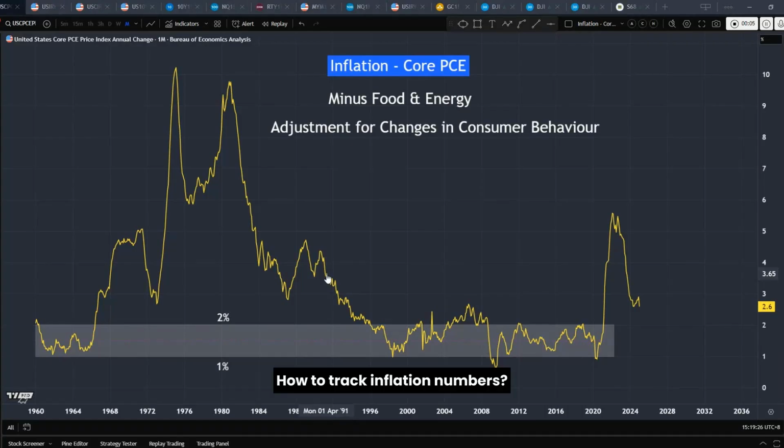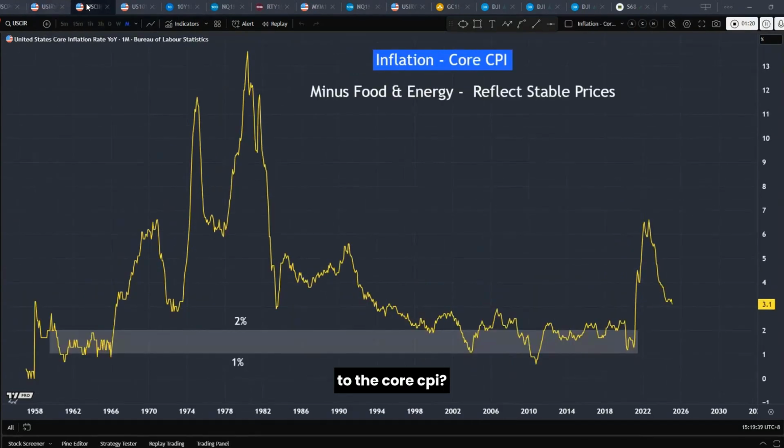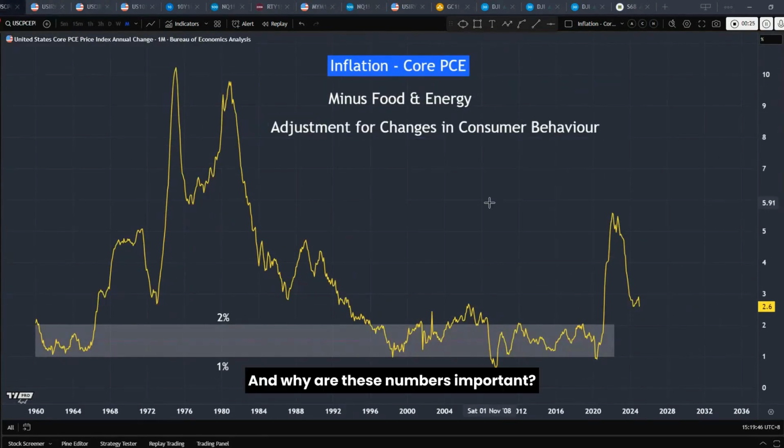How to track inflation numbers. When the Fed mentioned their 2% inflation target, are they referring to the commonly published CPI that we often read about? Or are they referring to the Core CPI? Or maybe could it be the Core PCE? And why are these numbers important?